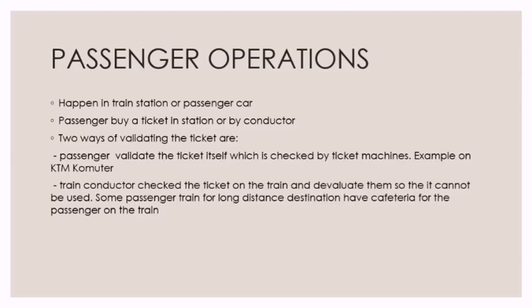This method is sometimes referred to as proof of payment and is used extensively on one-man operated rail and bus lines. The second way is for a conductor to check all persons on the train for a valid ticket and devalidate them so they cannot be used again.